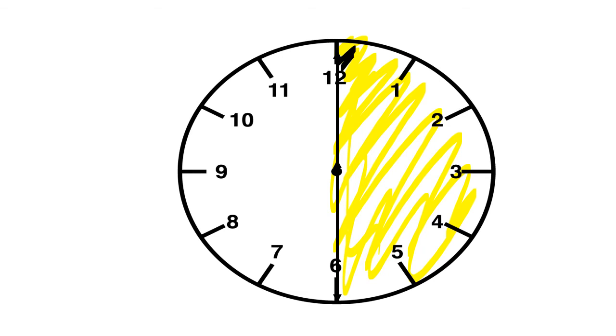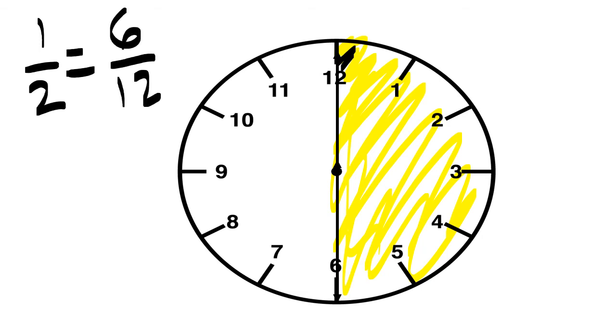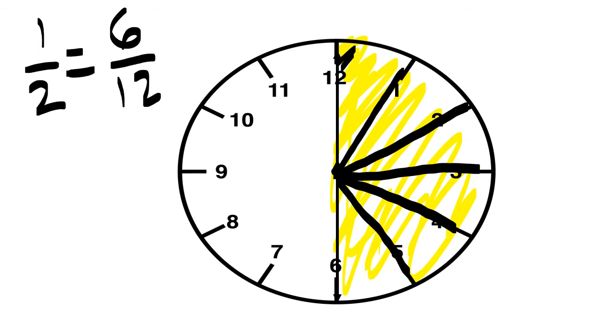And that would hopefully be 1/2, which is equivalent to 6 out of 12 pieces. Now, remember from our other slides that each one of these is worth 30 degrees. Every one of these is 30 degrees. So 30 degrees, 30 degrees, 30 degrees, 30 degrees.